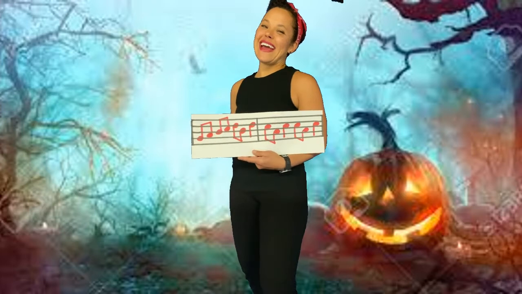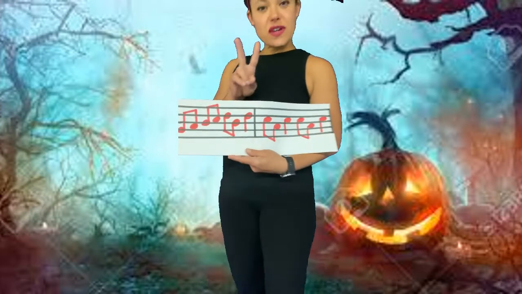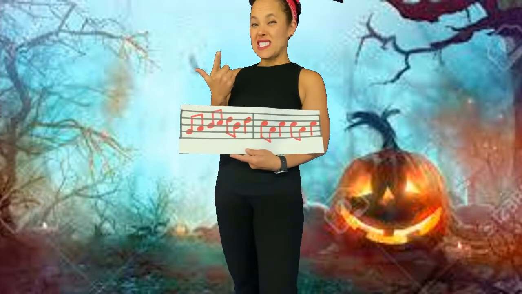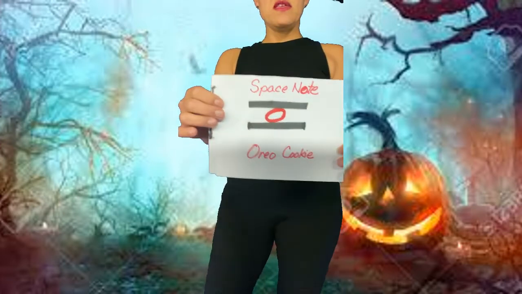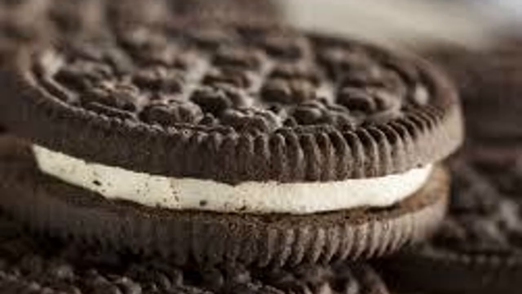I hope so. Okay. So now, on this card here, we've got two different types of notes. We've got line notes and we have space notes. Let's talk about those. If you've had me before, then you probably remember us talking about this, but space notes are the notes that look like the Oreo cookies, right? It's in between the lines.